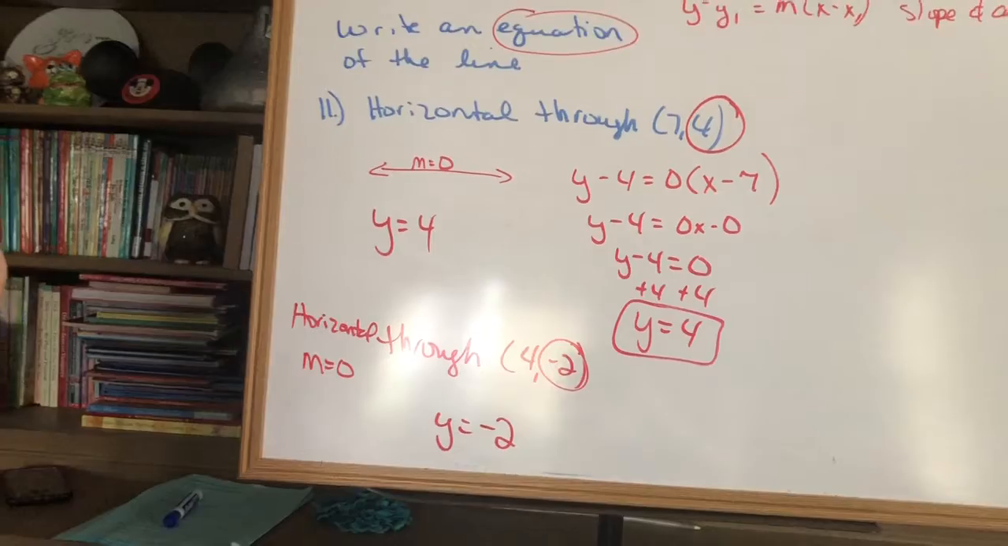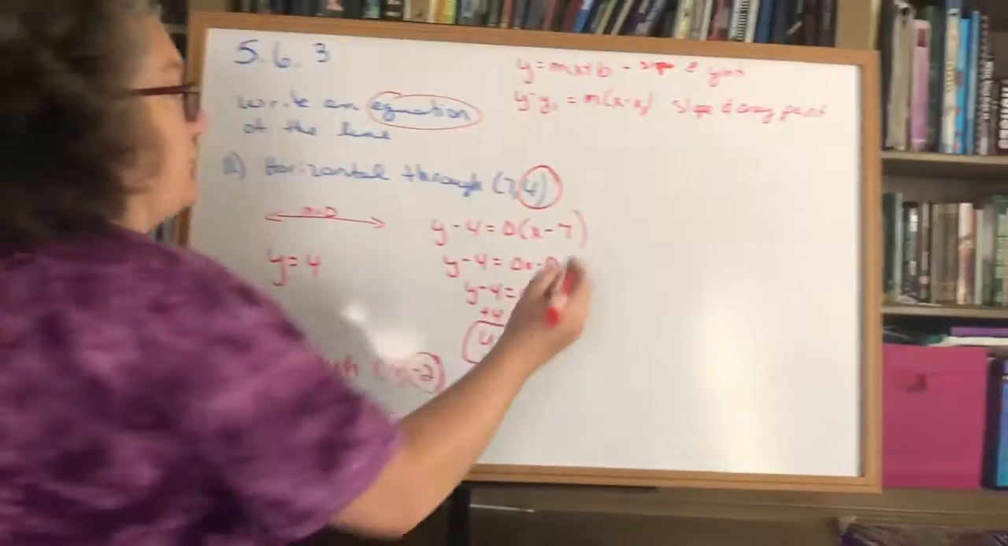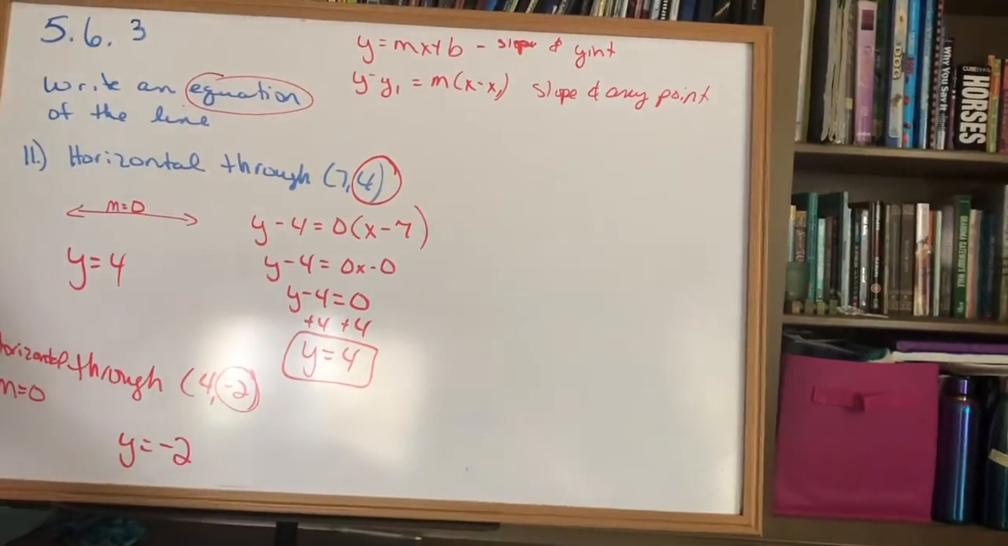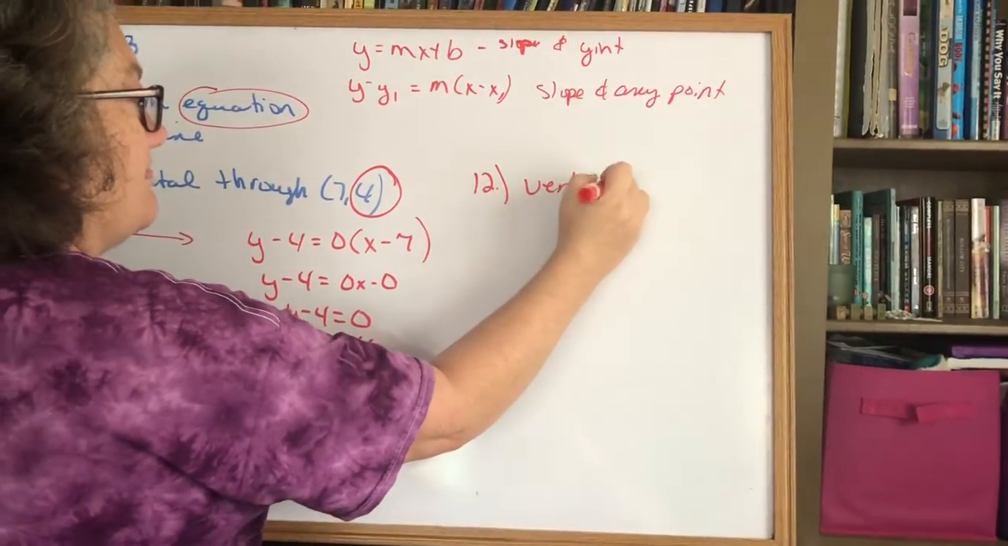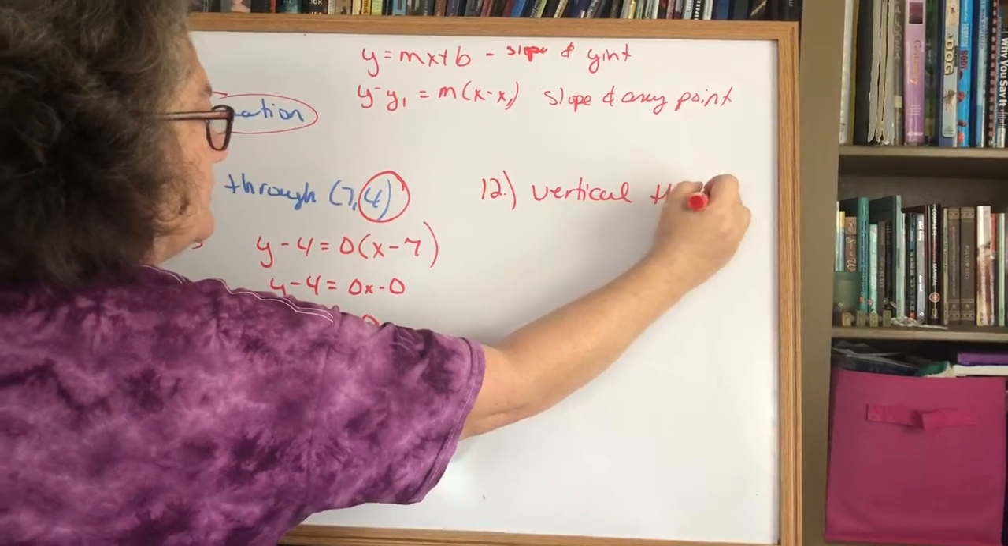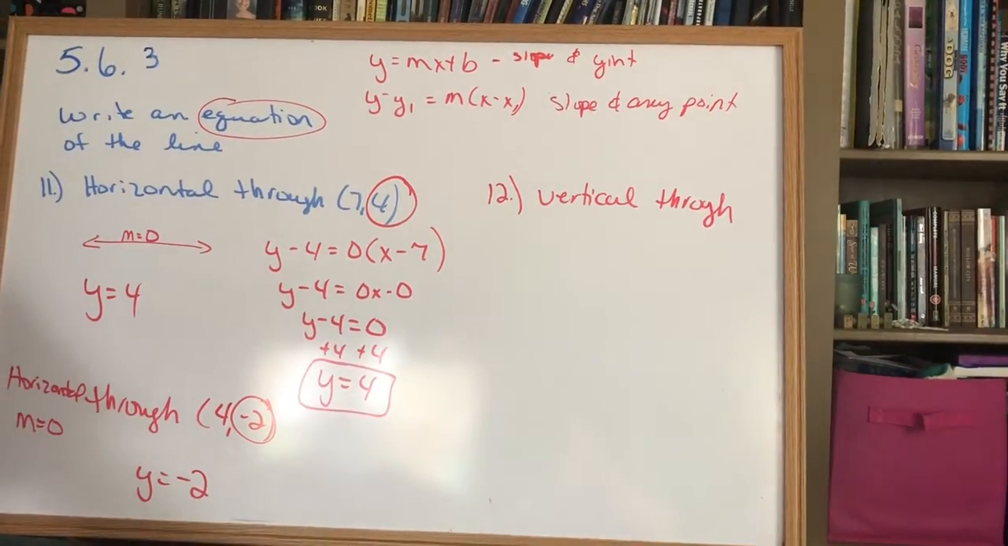Right, so let's do one that is a vertical line. Which one do we have? We have number 12: vertical through (2, 5).